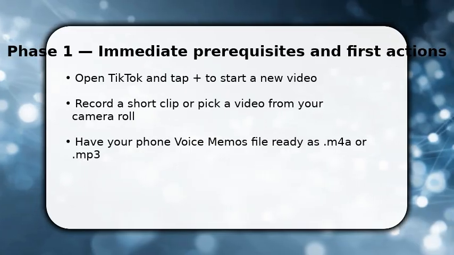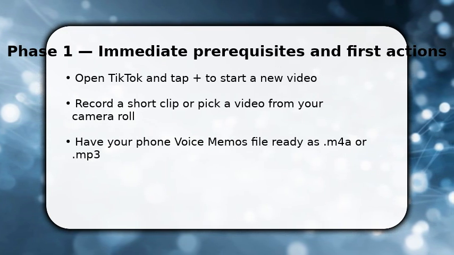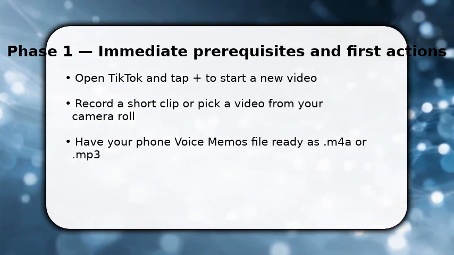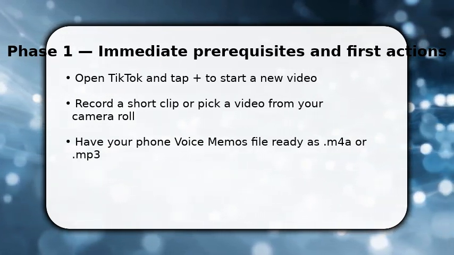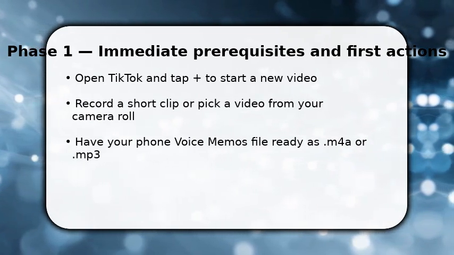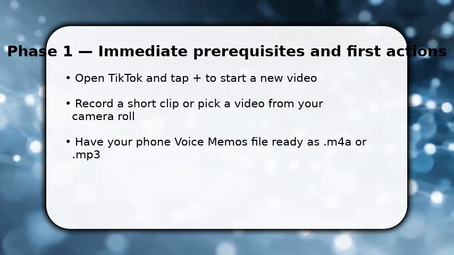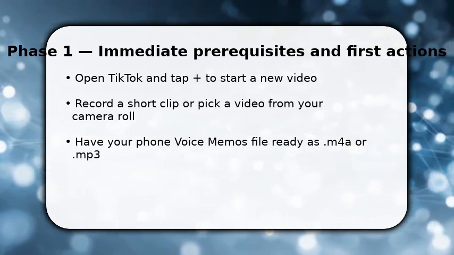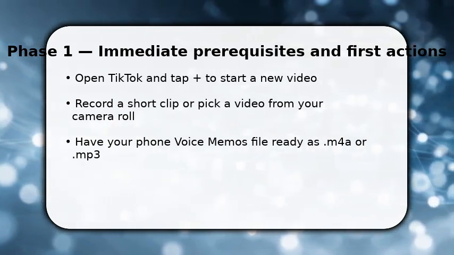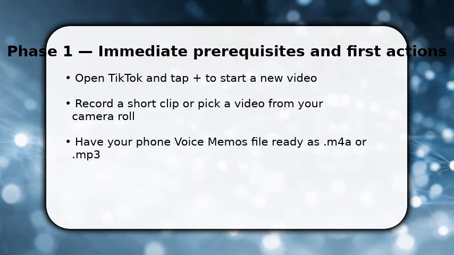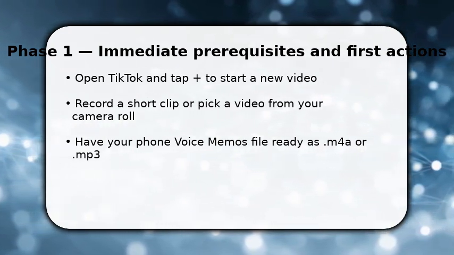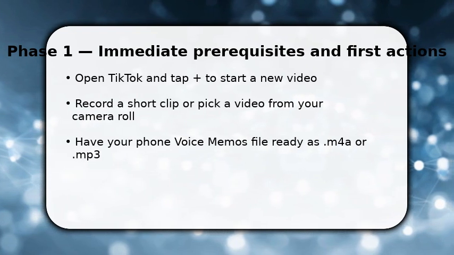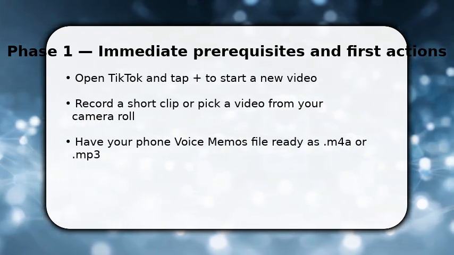You're starting right away. Open TikTok and tap the plus to create. Record a quick clip or choose an existing video. You need footage to attach audio to. Once done, switch to your phone's Voice Memos app and pick the recording you want to use. Export it as M4A or MP3 and save to files or your camera roll so TikTok can access it. Doing this lets you import clearer audio than live recording, which helps with quality and editing control.